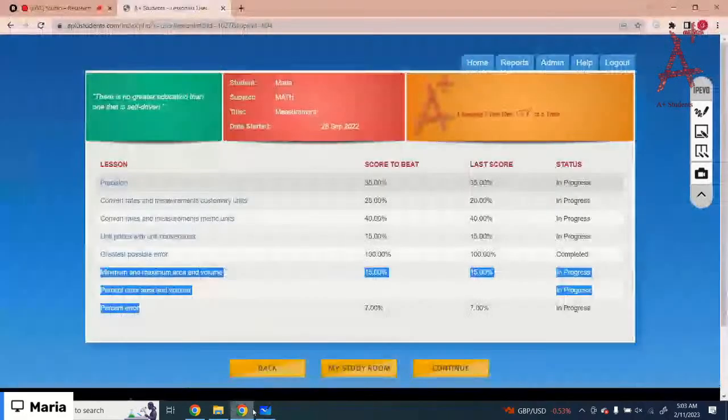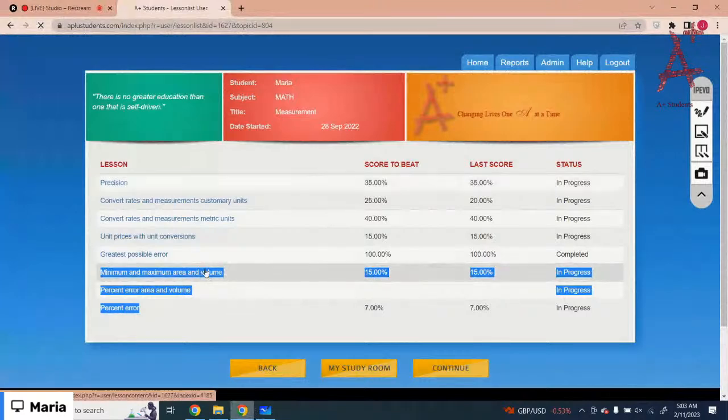So here I am on grade 9 maths. The first lesson we're going to do is maximum and minimum area and volume. So let's just start with the first lesson.